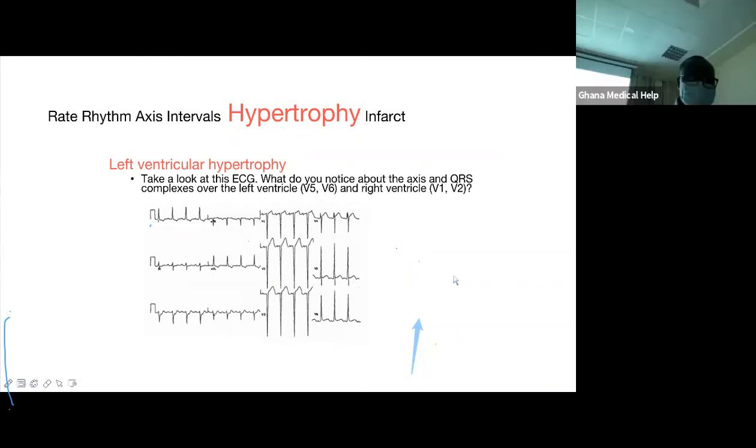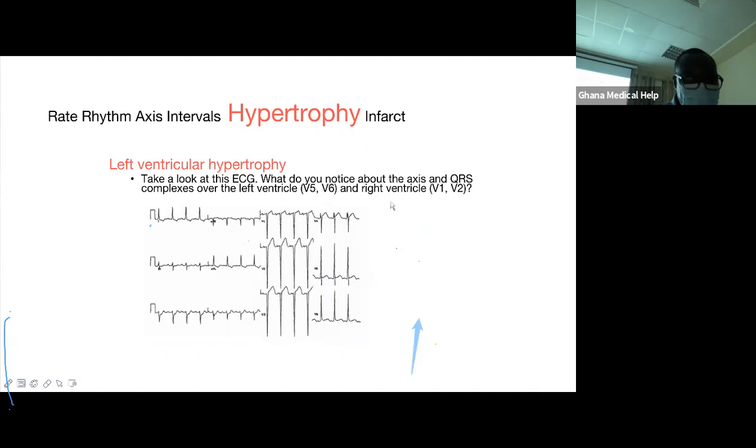Fantastic. Now let's look at the leads that look at the left ventricle. That is, if you go to V5 and V6, anything that you have noticed? If you look at V5, this is V5, this is V6. Anybody who has noticed any particular thing about it? Zoom people, if you compare the R wave, it's prominent here, and also compared to this one. We compare this R wave as well. So it's prominent, is that not it?